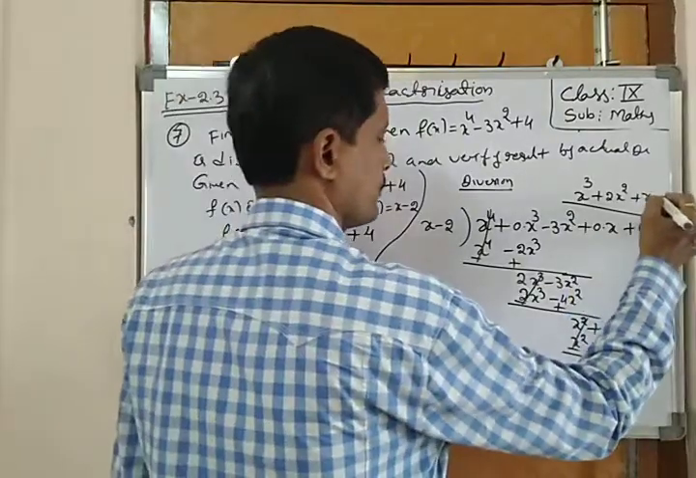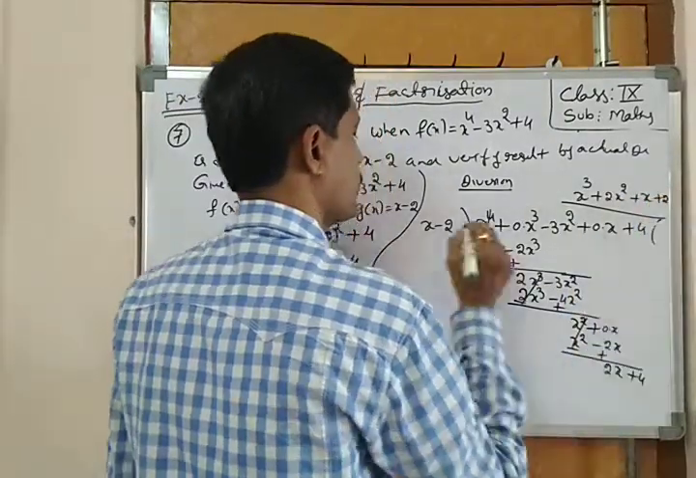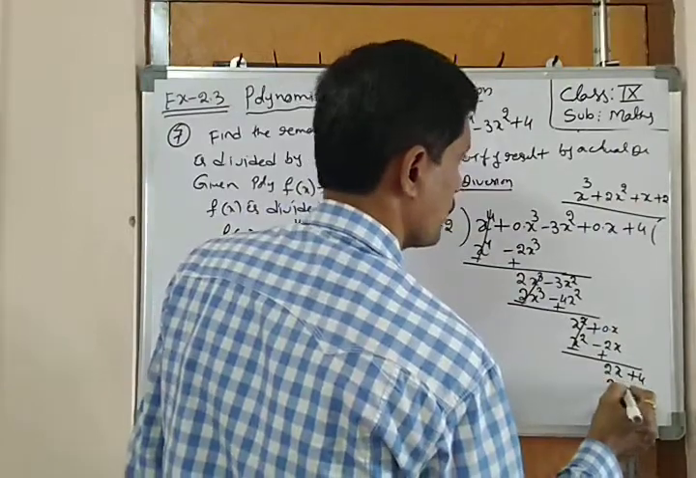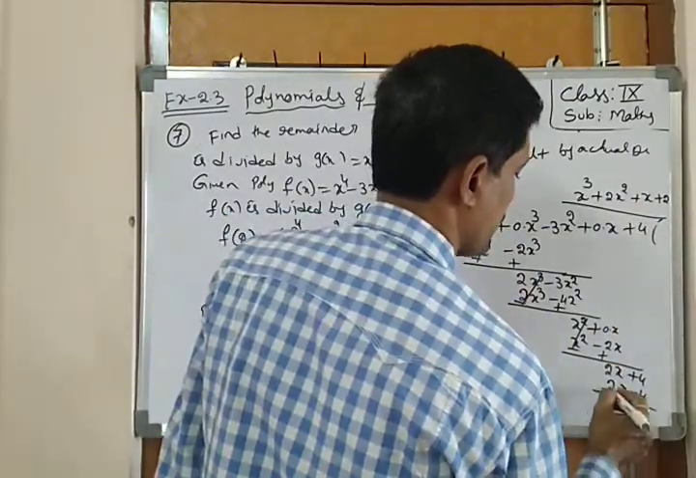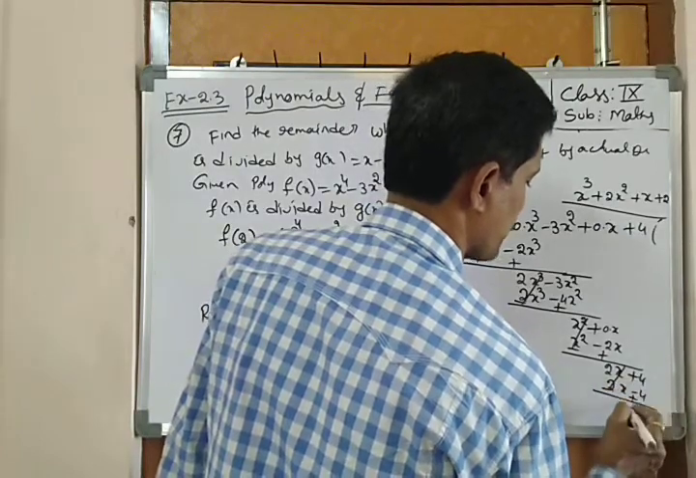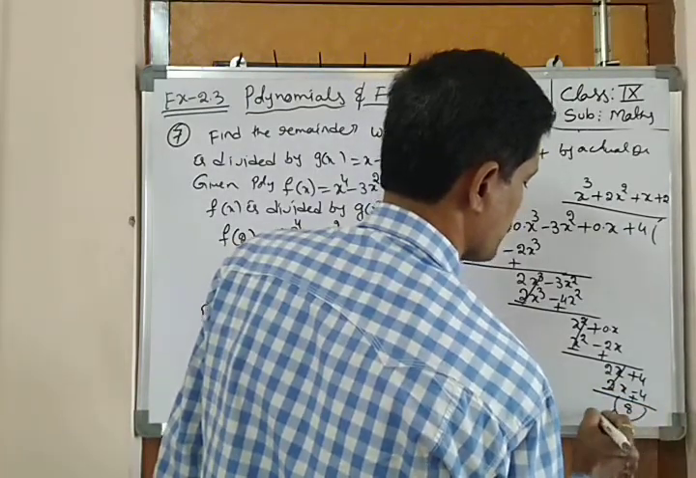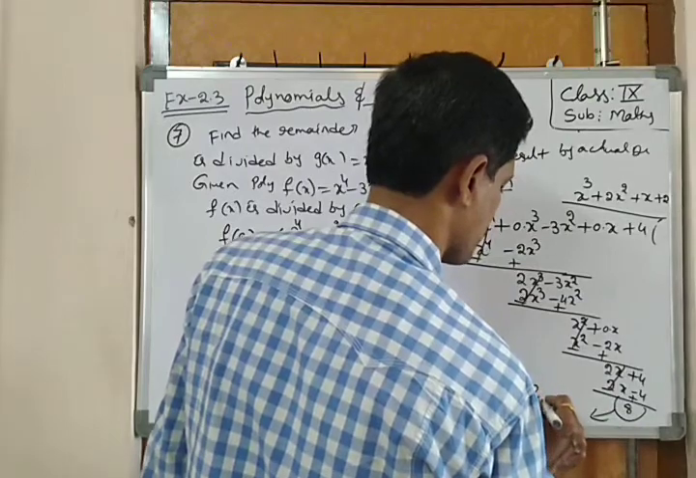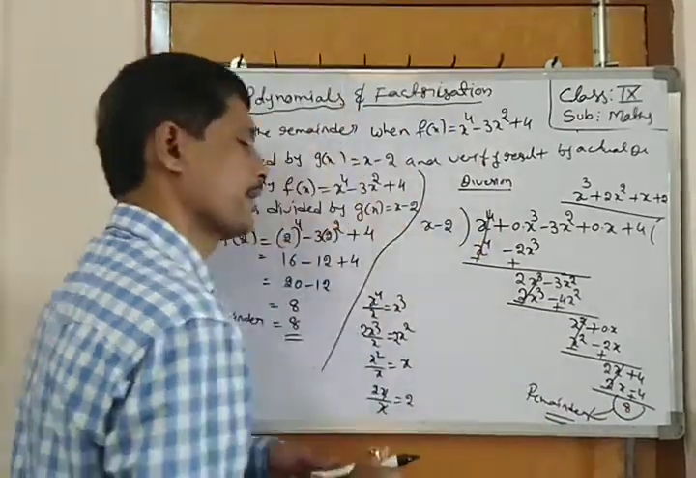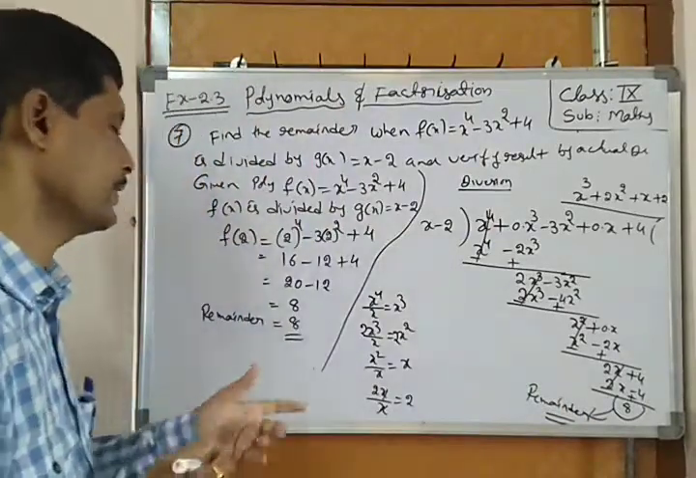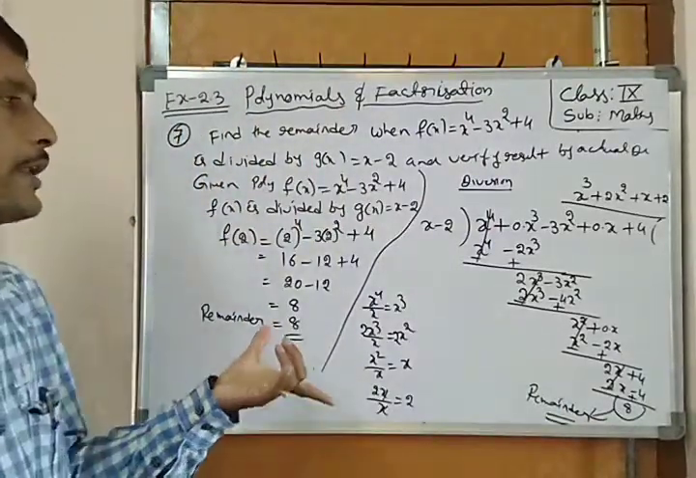Write plus 2 in the quotient. 2 into x is 2x, 2 into minus 2 is minus 4. Here minus plus, these two get cancelled, leaving 4. This is the remainder. In normal division also the remainder is 8. Both are equal, so here is one more method.